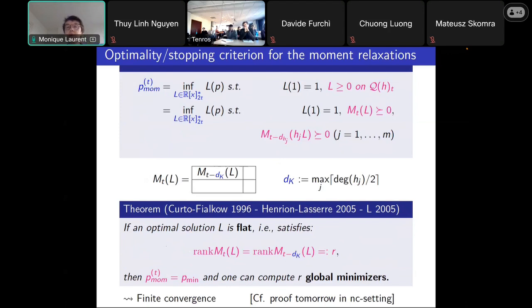So this is, I think, one of the distinguishing features of the moment view on this hierarchy of bounds for polynomial optimization. It's the existence of this stopping criterion via the flatness condition.